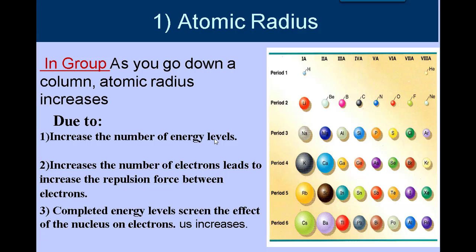Number one, increasing the number of energy levels. Number two, increasing the number of electrons, which leads to repulsion force between the electrons with each other. Number three, by adding a new energy level, the screening effect of the inner energy levels on the nuclear charge will increase. So the effective nuclear charge will decrease and the atomic size will increase.